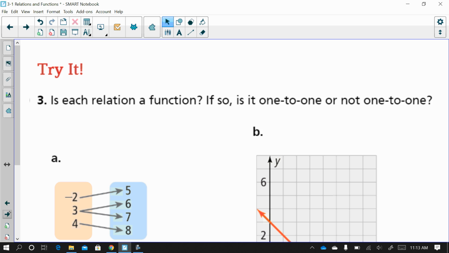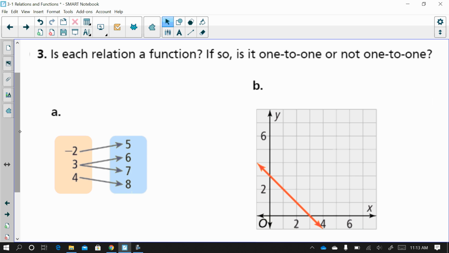All right, your turn. Okay, you're going to try these two problems. Is each relation a function? If so, tell me if it's one-to-one or not one-to-one. So pause the video and try letter A, please.